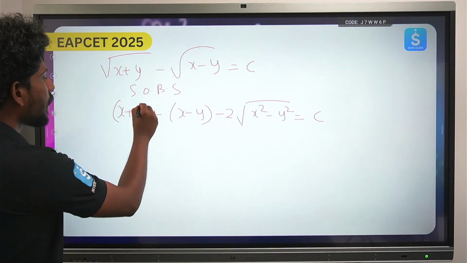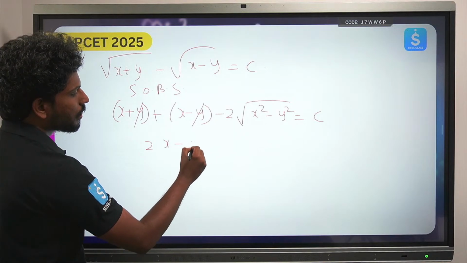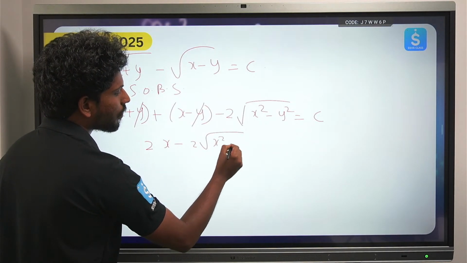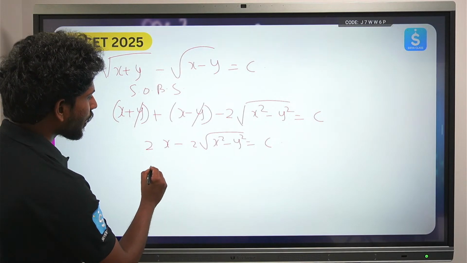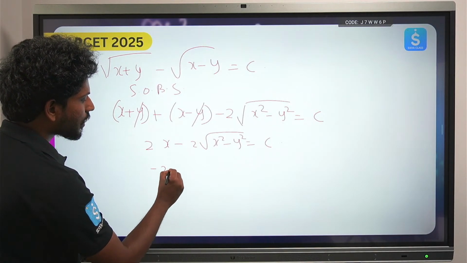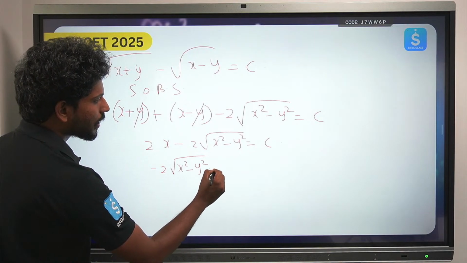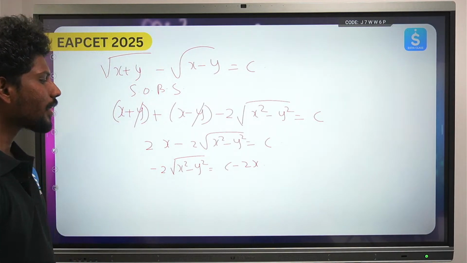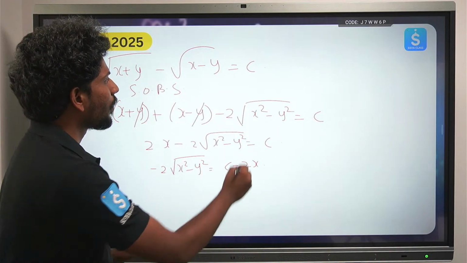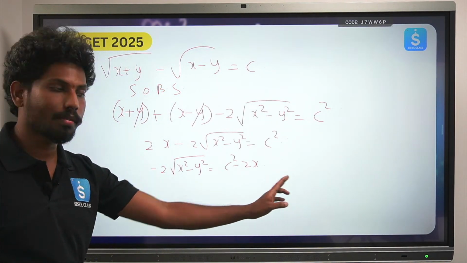Okay, now can I cancel this y and this y? So I will be having 2x minus 2 root of x square minus y square is equals to c. Okay, so from here I can just write it as minus 2 under root of x square minus y square is equals to c minus 2x. Okay, c minus 2x or 2x minus c. Okay, so by the way, here squaring on both sides, there will be square here also. So this will become c square minus 2x.